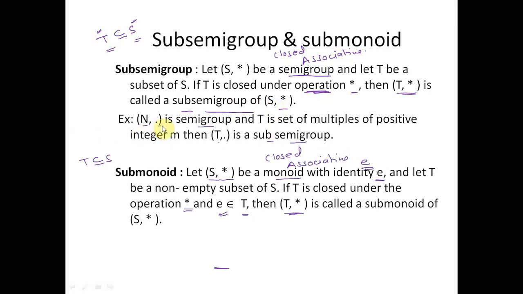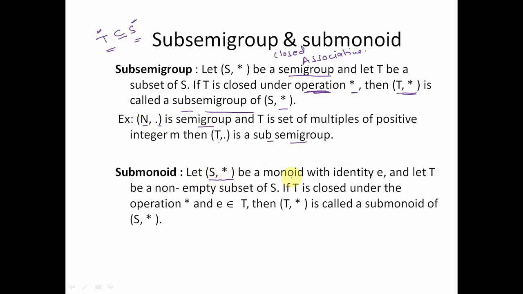So if N comma dot, that is the set of natural numbers along with the multiplication operation, is a semigroup, and if T is a set of multiples of a positive integer m, let us say there is a positive integer, let us say 5, and T is a set of multiples of 5, that means 5, 10, 15, 20, 25, 30 and so on. So this T is a subset of the set of natural numbers. So we say that T comma dot, or T comma multiplication, is a sub semigroup of the semigroup N comma dot. Right?